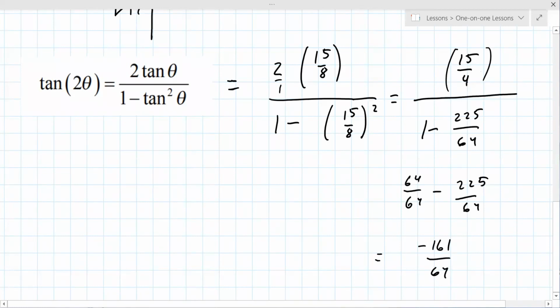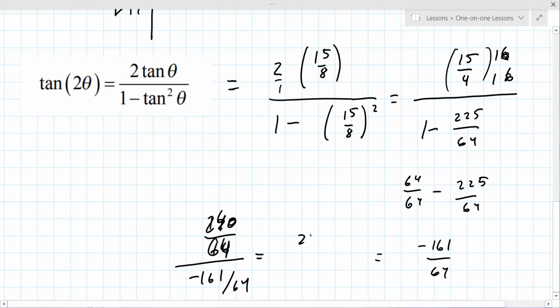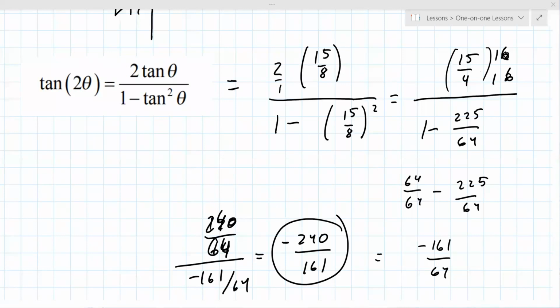The top one you can turn into an over 64 if you multiply the top and bottom by 8. So you end up getting 120 over, I'm sorry, multiplying by 16. My mistake there. So that's 240 over 64, over minus 161 over 64. And then you end up getting minus 240 over 161. That's your final answer here. I probably should check that. Yeah, and that is right.